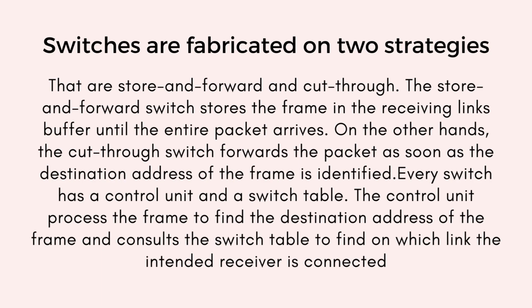The store and forward switch stores the frame in the receiving link's buffer until the entire packet arrives. On the other hand, the cut through switch forwards the packet as soon as the destination address of the frame is identified. Every switch has a control unit and a switch table. The control unit processes the frame to find the destination address of the frame and consults the switch table to find on which link the intended receiver is connected.